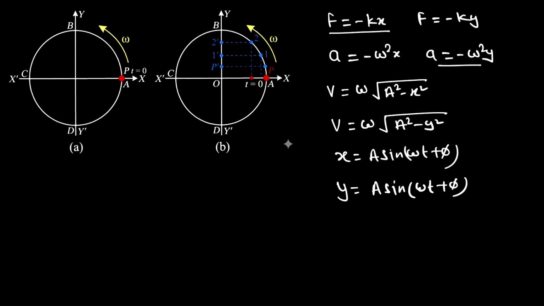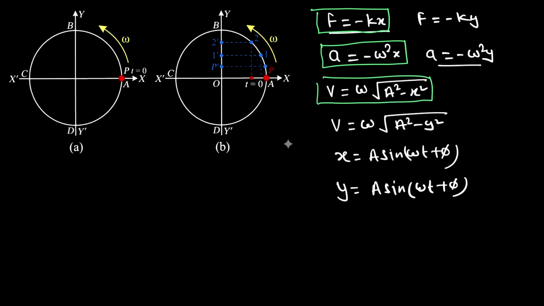So these are the conditions for simple harmonic motion. Quick recap: the first is in terms of force and displacement, the second is acceleration and displacement, then velocity and displacement, and then displacement and time. So these are the four equations for simple harmonic motion.